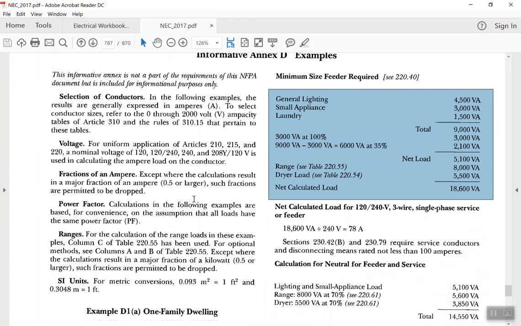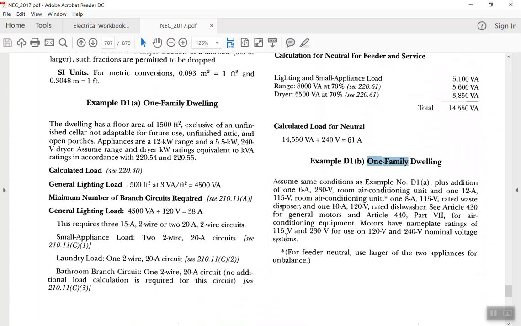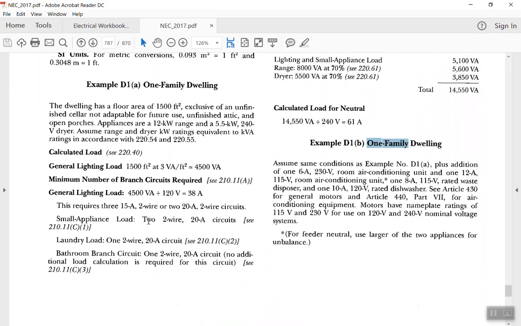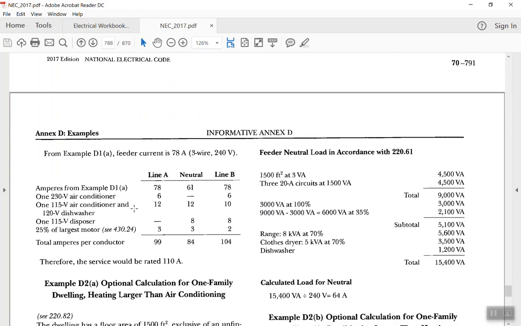Okay, so general lighting, small appliance, laundry, group together, derated, then you add your range and your dryer, and you get your net. Okay, so that is the standard that we're going to use. That is what we call the standard method. On the next page, there's one more example, by the way, of one family dwelling. There's 2 examples total, and that's good that they have 2 different examples. You should go through them both so you understand them both.